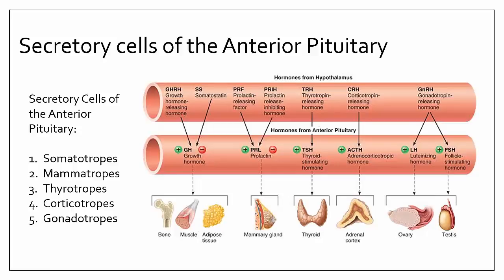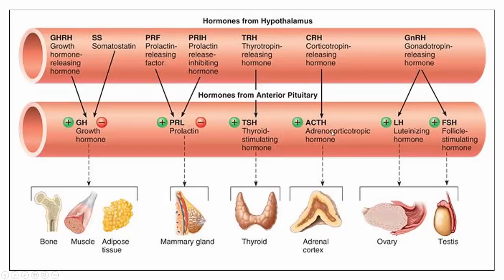But what you can take from this is the hormones from the hypothalamus, these nice pathways, how they affect these 5 different types of cells, which each match up with a stimulating hormone, and then finally the ultimate targets of these hormones from the anterior pituitary gland. So we're going to look at this a little closer still, okay?